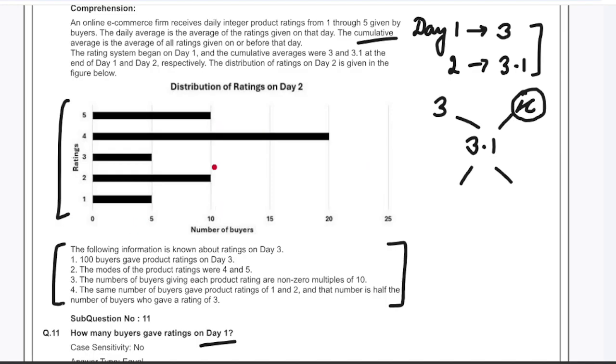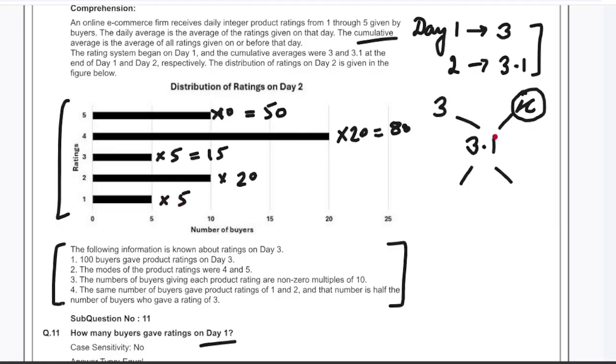So the ratings given on day 2: the rating 5 was given by 10 people, that means 5 into 10, 50. Rating 4 was given by 20 people, that means 4 into 20, that is 80. Then 3 was given by 5 people, so 3 into 5, that is 15. 2 was given by 10 people, 2 into 10, 20. And 1 was given by 5 people, so 1 into 5, 5.